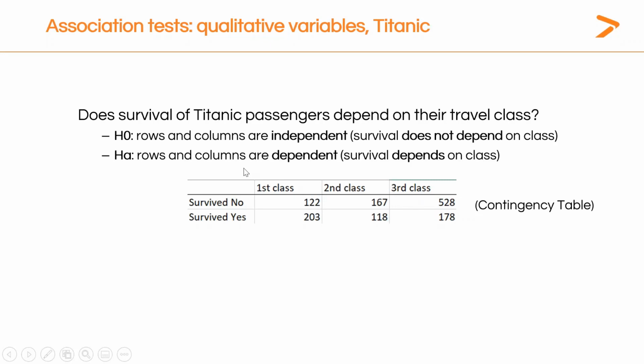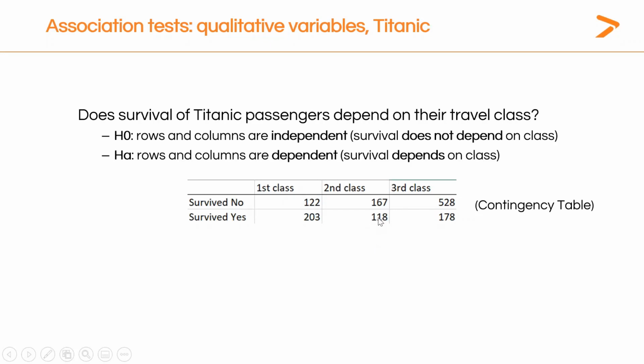So in this table, we have the survival of passengers in rows and the class of the passengers in columns. And this is a crosstab or a contingency table. So each cell represents the number of cases corresponding to the two corresponding categories. So I have 122 passengers from first class who did not survive.